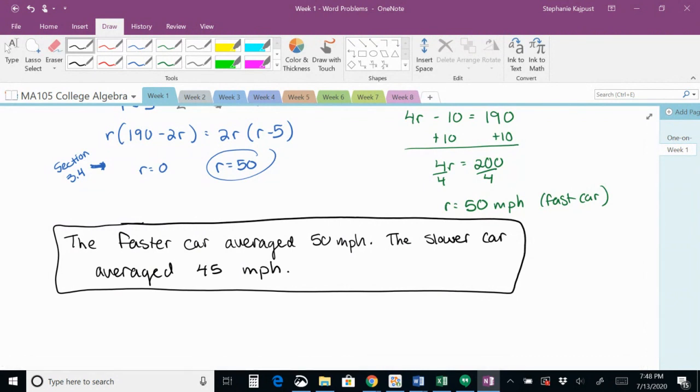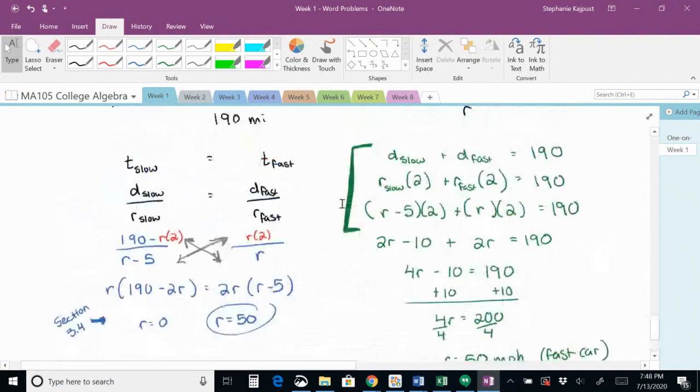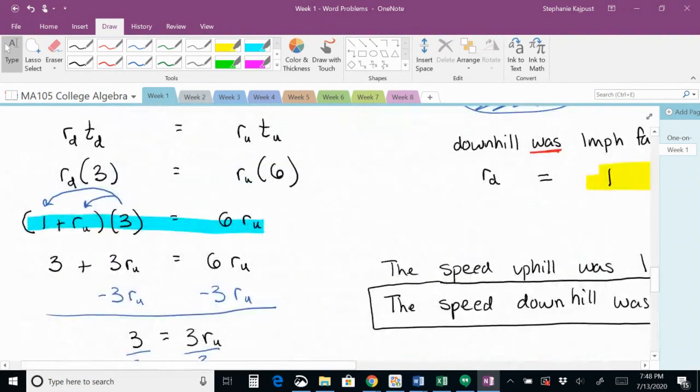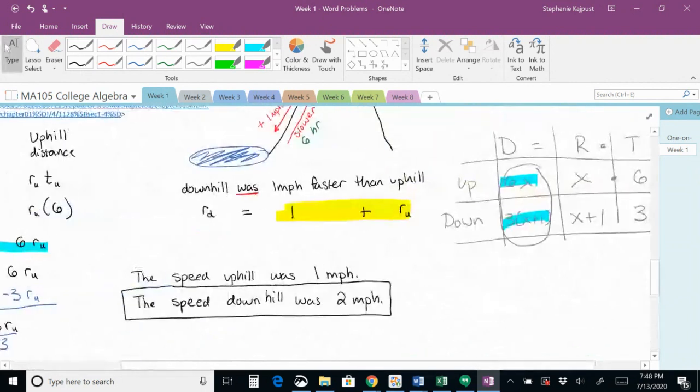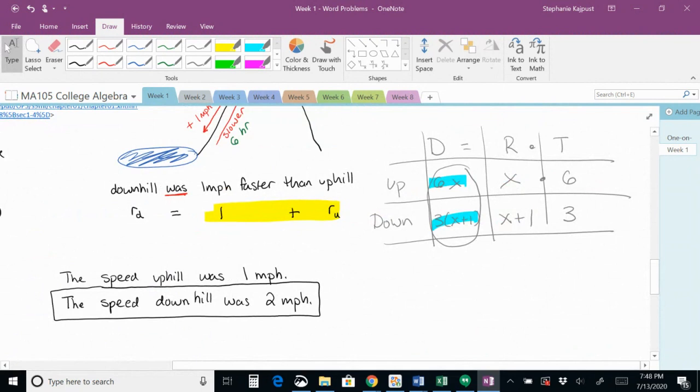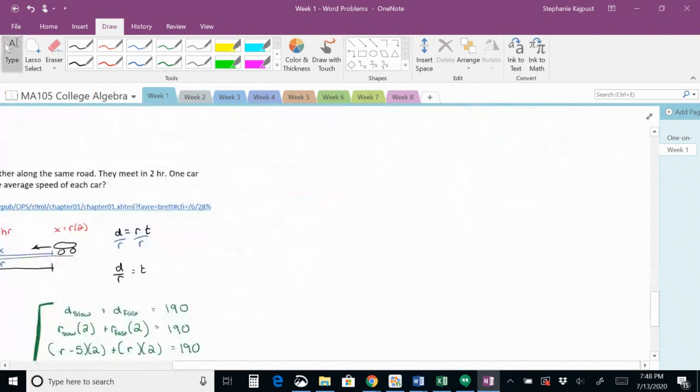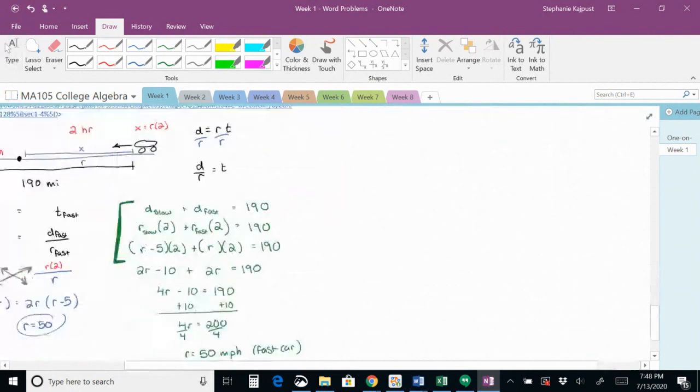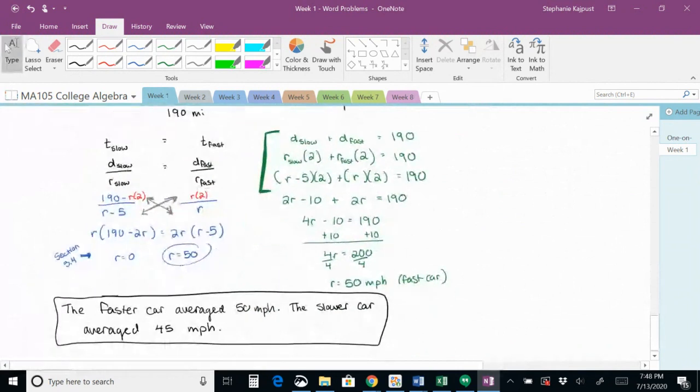And if you wanted to do a table for this problem, you would set it up the same way as the table over here. You'd be plugging in different things, but you'd be adding your distances together in this case instead of setting them equal like in this one. But I don't like to use the table, so this is how I do it. Are there any questions on this?